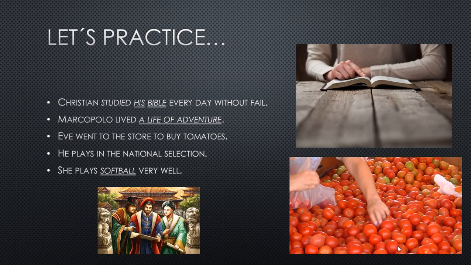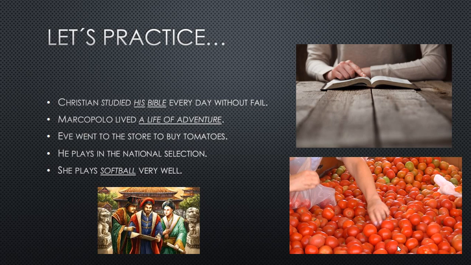Let's practice a little bit. Christian studied his Bible every day without fail. We have the verb study. Let's look for a receiver. What does he study? His Bible. So this one is a transitive action verb, because the Bible is receiving the action of study.